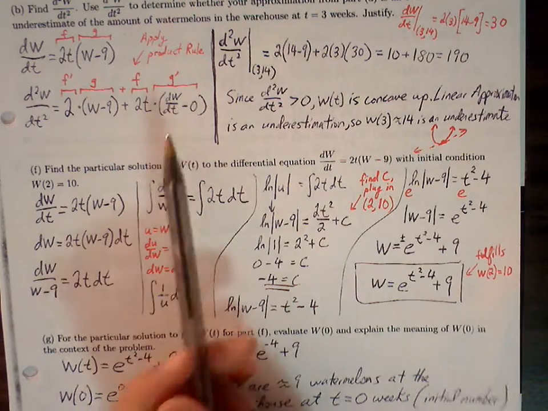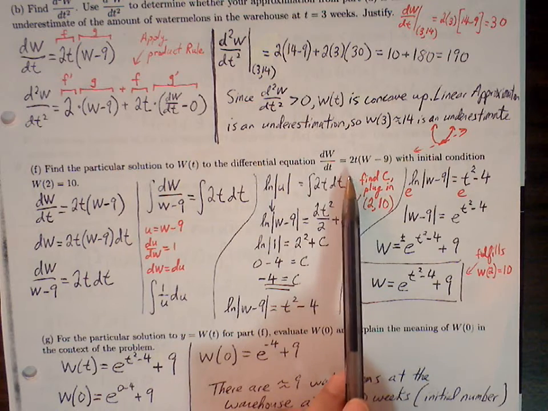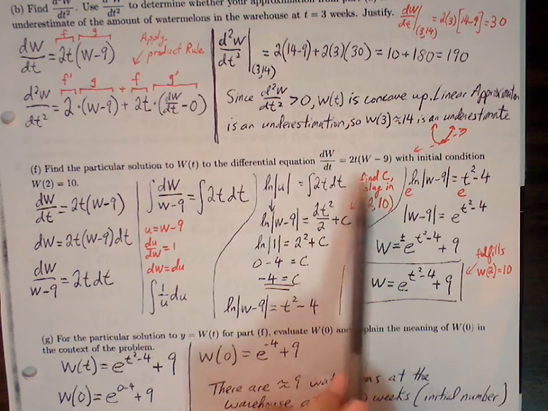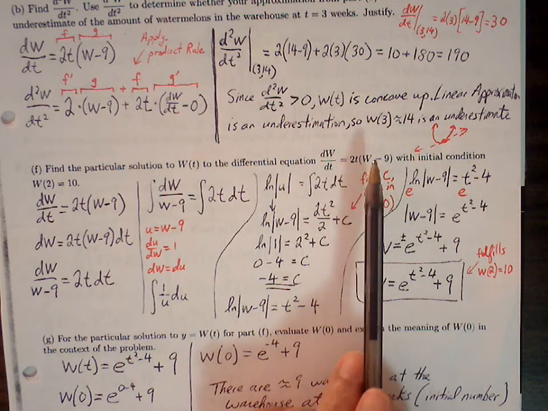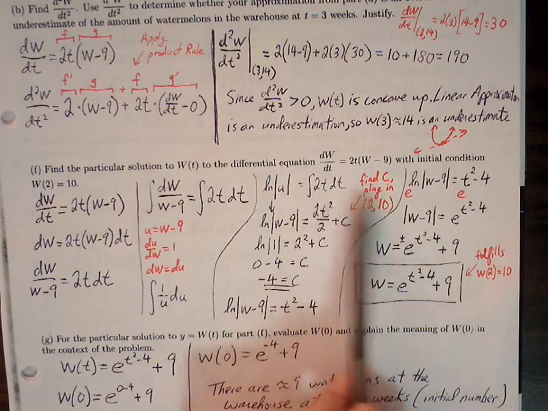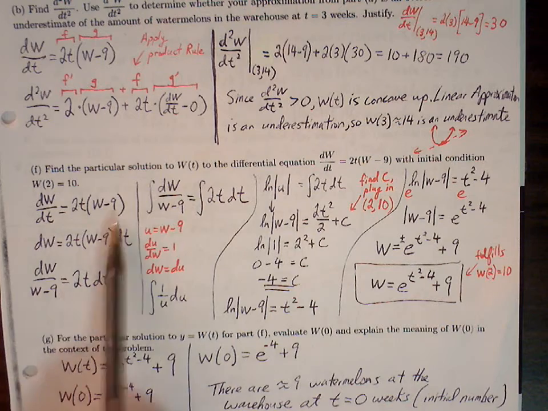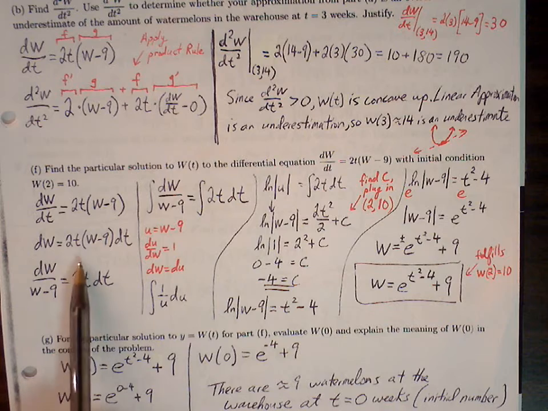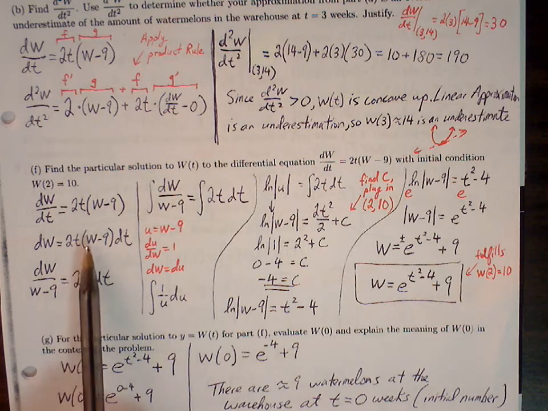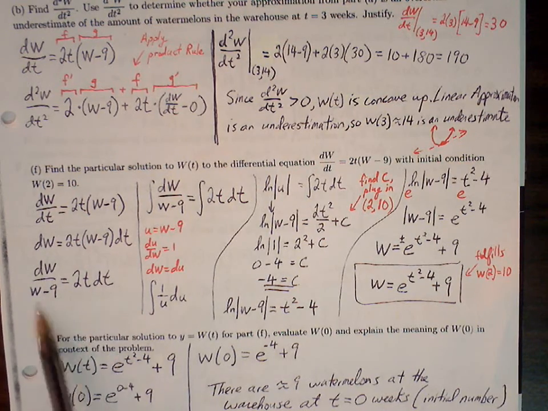All right, part F, find the particular solution to w of t using the differential equation that was given to us at the beginning of the problem. So we know we have to go through separation of variables. We want to group all the w's on the left side, all the t's on the right side. So I'm going to go ahead and multiply dt over to the right side. Let's just get everything up in the numerator, and then let's see if there's anything that's out of place. So the only thing that we see out of place is this w minus 9. We'll divide that w minus 9 over.